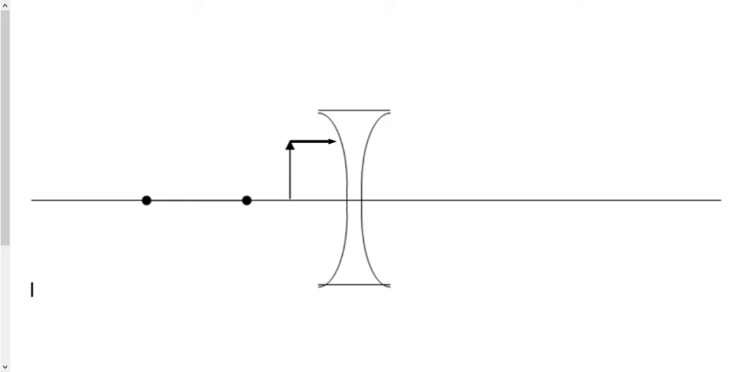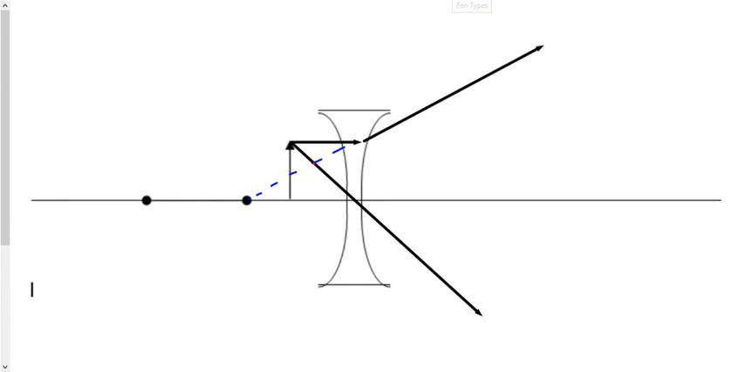First ray, parallel, and then it refracts away from the focal point. Second ray, down through the optical center. Our image is formed right here. Same 3 characteristics as we just had. It's smaller than the object, it's upright, and it's virtual.